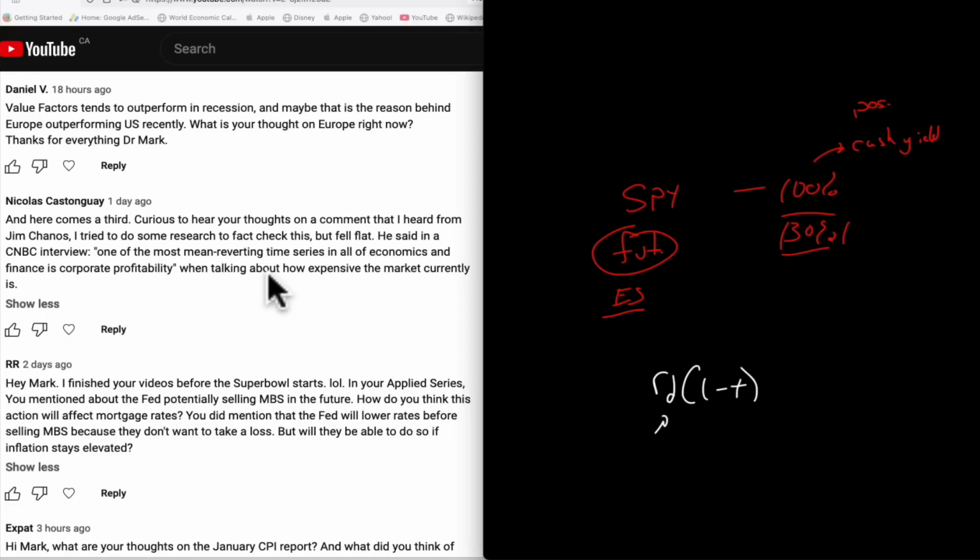Curious to hear your thoughts on a comment that I heard from Jim Chanos. He said one of the most mean reverting time series in all of economics and finance is corporate profitability. We talk about how expensive the market currently is. Well, that is true. The long-term mean reverting level is 6% of GDP. That corporate earnings represent roughly 6% of GDP. But for the last 15 years or so, that hasn't been the case.